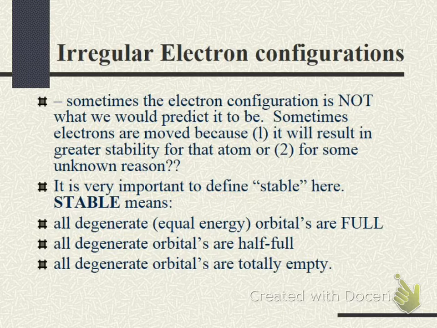Sometimes the electrons move because it will become greater stability, like we talked about in last unit. It's important, though, that we define stable, because some of you had trouble with that on the test. Stable means that either all the orbitals are full, half full, or totally empty. Okay, so those are some of the reasons why they do the things that they do.